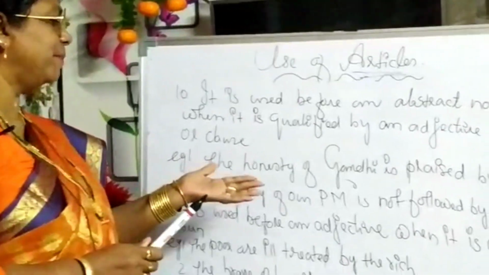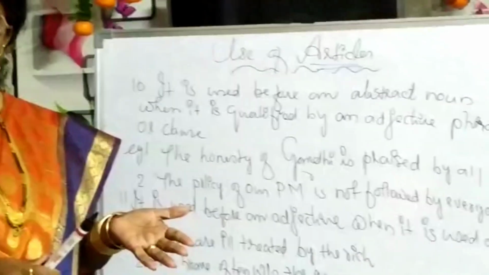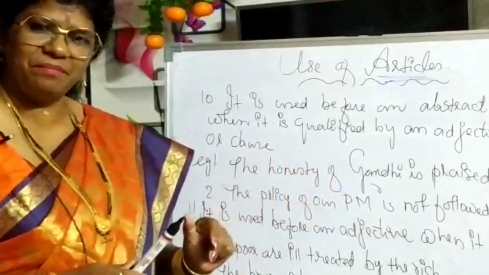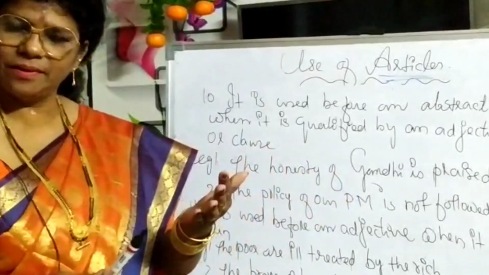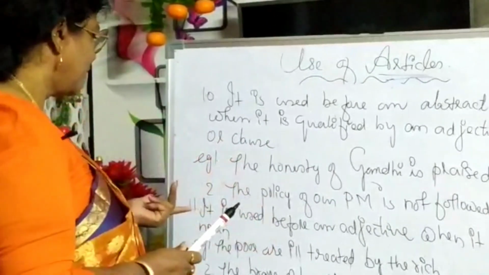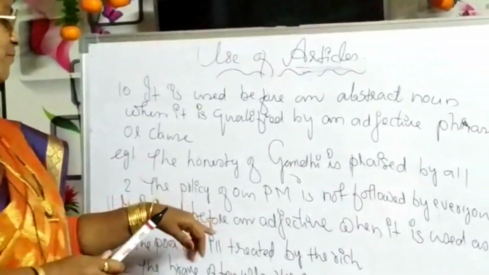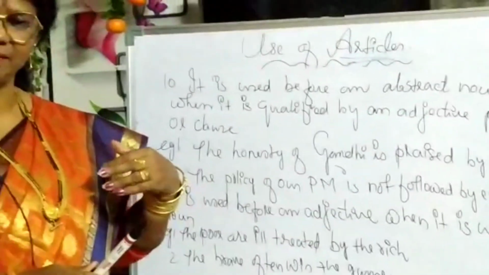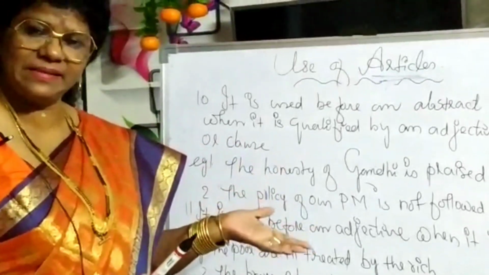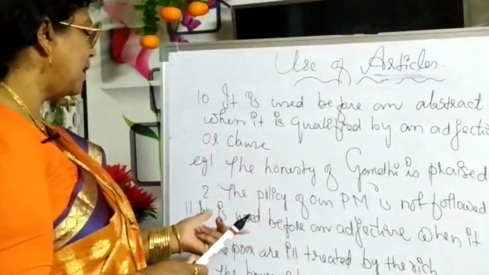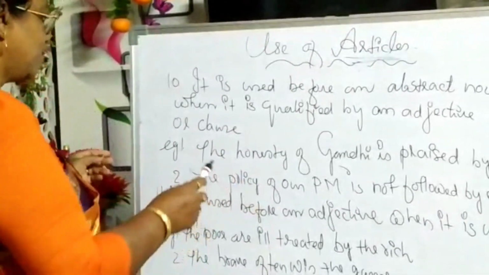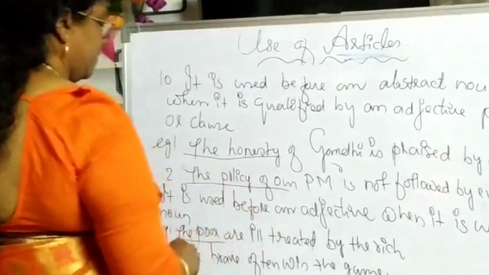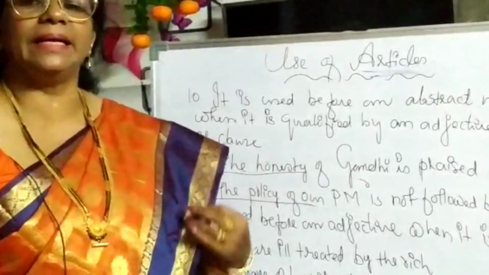The policy of our Prime Minister is not followed by everyone because it's highly impossible for any person to follow each and everything which is given by the Prime Minister of India, because he has his own duties and regulations. Next rule. It is used before an adjective when it is used as a noun. The poor are ill-treated by the rich. So here, the honesty, the policy, the poor.